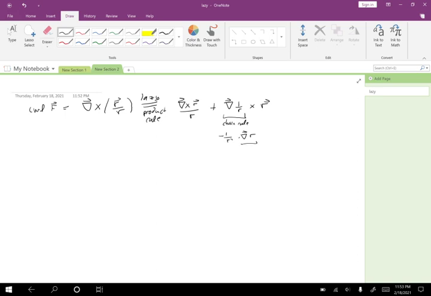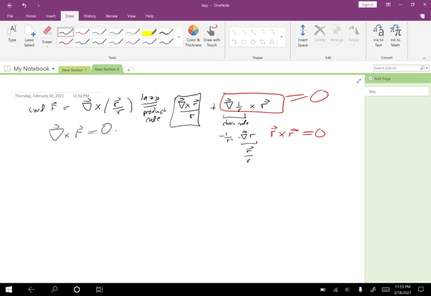We already did this one. This is just r divided by its length. So now if you're crossing r with itself, certainly we get 0. So this term, that was easy. So now we just have to deal with this term. So I actually claim that the curl of the position vector is 0. One way to see that is just, we note that the position vector is the gradient of r squared.